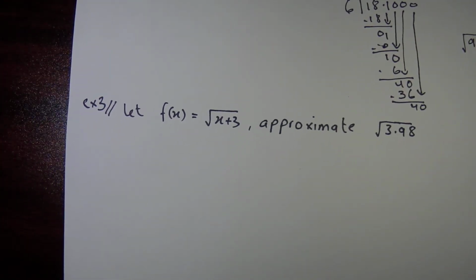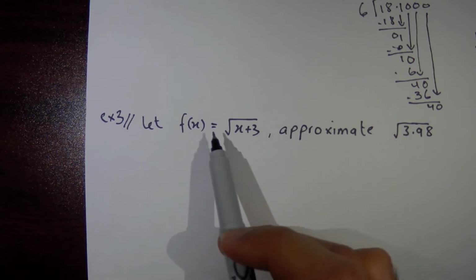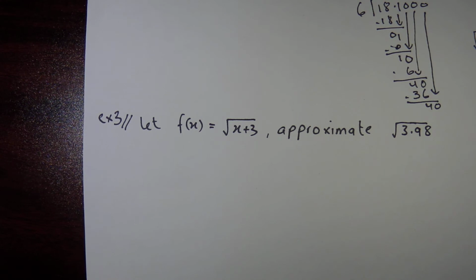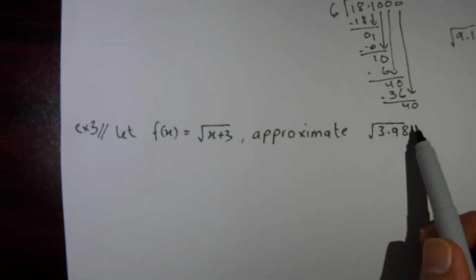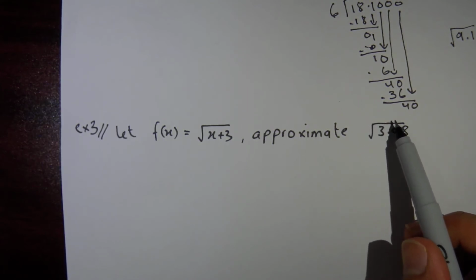One final example that's a little more complicated than the first two examples. Let f of x be equal to the square root of x plus 3. Approximate the square root of 3.98. Now many of you will be tempted to first set your a as 4. It is pretty close to 3.98, and you know an exact value of the square root of 4.